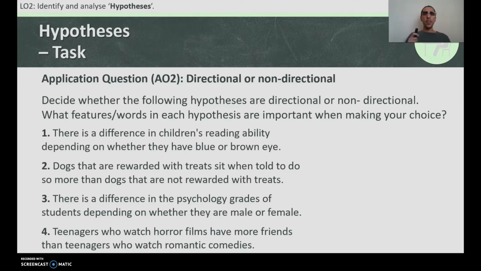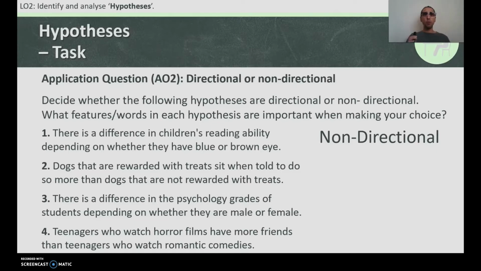Number one, there is a difference in children's reading abilities depending on whether they have blue or brown eyes. Right? Because it doesn't state whether it's going to be better for blue or better for brown or worse for brown or worse for blue, it's not stating the direction. It's just saying they will differ. So therefore, I'm going to go non-directional hypothesis. Okay. Number two, you're going to do this one now.